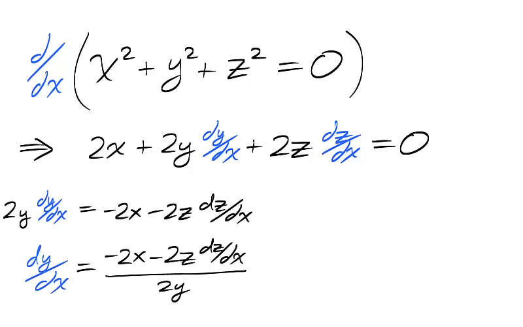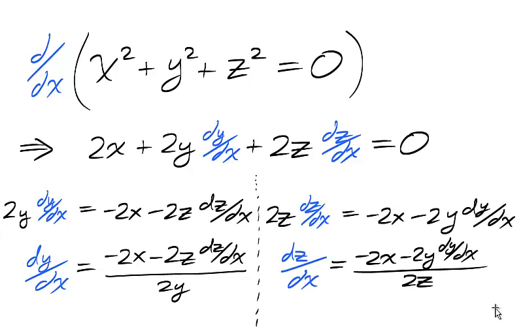We can solve for dy dx implicitly by isolating on the left the terms that have dy dx and then dividing away the term that does not have dy dx. In the same way, we can explicitly write dz dx by first isolating on the left the term that has dz dx, and then dividing away the term that doesn't have dz dx. So the relationship dy dx depends upon more than just x and y. It also depends upon z and dz dx. In the same way, dz dx depends upon x, y, z, and dy dx.